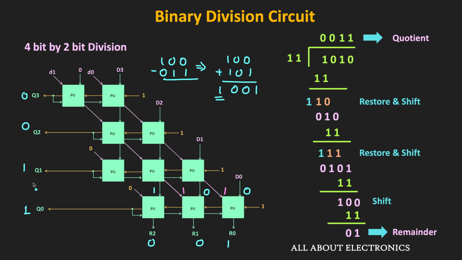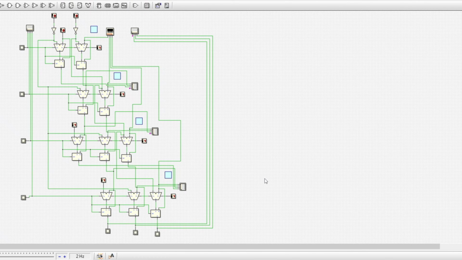So in this way this circuit performs the binary division. Now let me show you the same thing in the simulation. As you can see, here each block consists of the full adder and the multiplexer, and here the divisor bits are inverted only once.